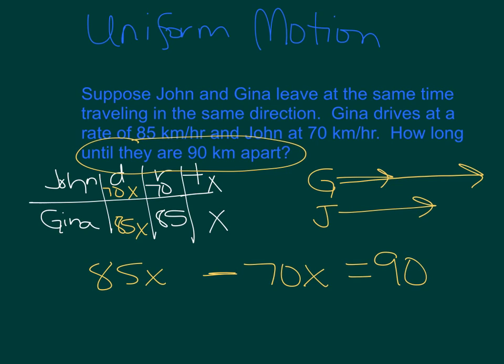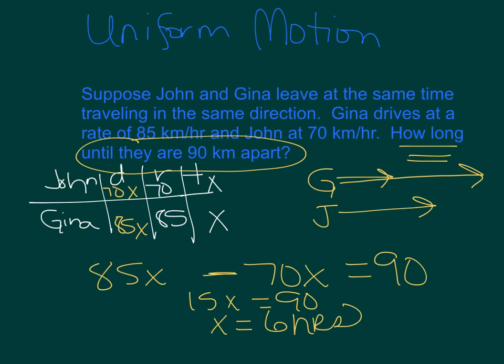So 85 minus 70 is 15x equals 90. And this gives me an answer of 6. So the question is, did I get the answer I want? Well, the problem says how long. So 6, and that is time. So it takes them 6 hours to be 90 kilometers apart.